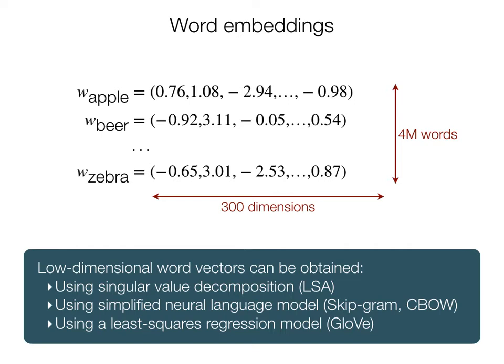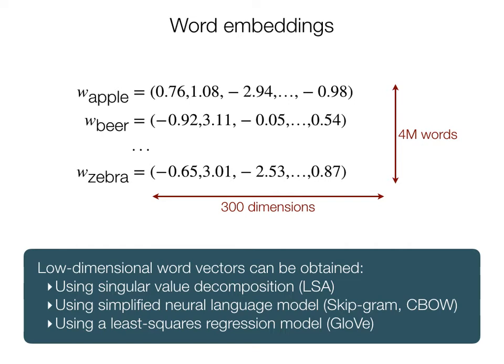Now, the problem with just using co-occurrence statistics is that this gives us vectors which are very high dimensional, so that's not very practical to use. People have come up with different ways for reducing the dimensionality of these vectors. Probably the first approach to do that was latent semantic analysis, which uses a matrix factorization technique called singular value decomposition to go from the 4 million dimensional space to a much lower dimensional space of, for example, 300 dimensions.